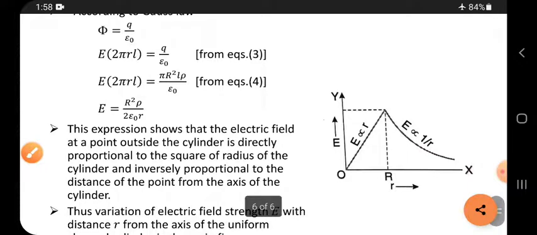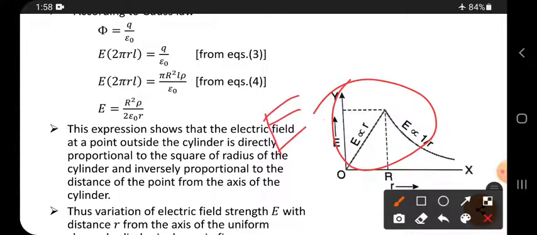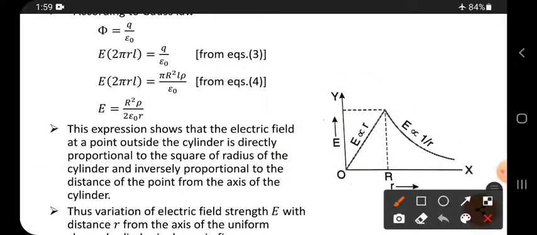And see here, this graph indicates how the E value changes when a point is moving from inside to outside or outside to inside. How does the E value change? Does it depend on the distance? Is it always directly proportional or inversely proportional? That is how this graph is drawn.